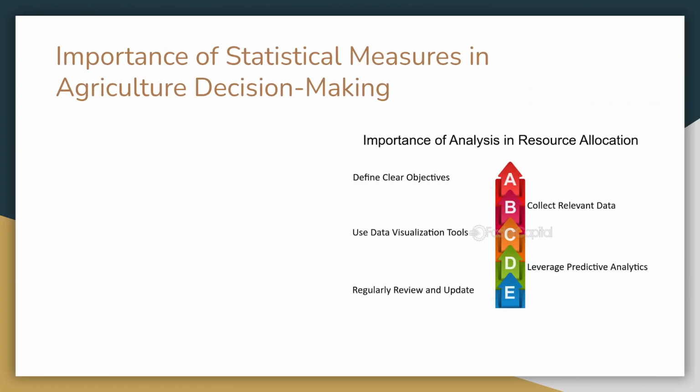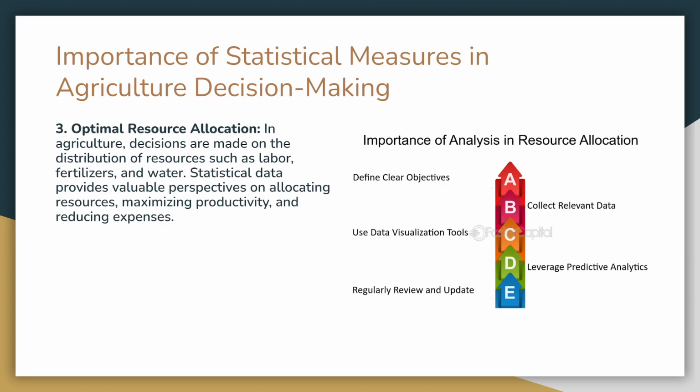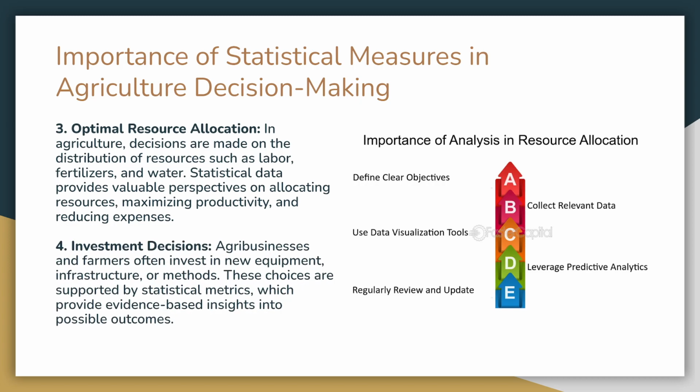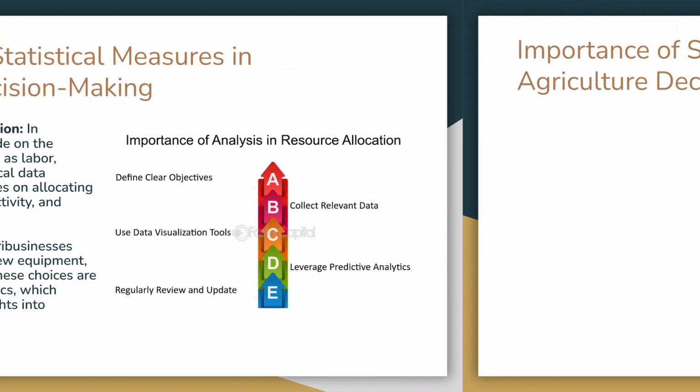The importance of statistical measures in agriculture decision making, part 2. Optimal resource allocation. In agriculture, decisions are made on the distribution of resources such as labor, fertilizers, and water. Statistical data provides valuable perspectives on allocating resources, maximizing productivity, and reducing expenses. Investment decisions. Agribusinesses and farmers often invest in new equipment, infrastructure, or methods. These choices are supported by statistical metrics which provide evidence-based insights into possible outcomes.